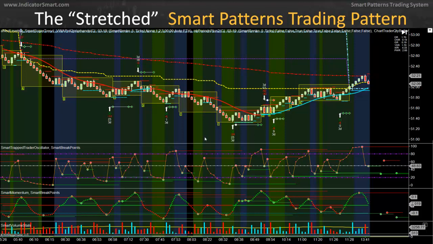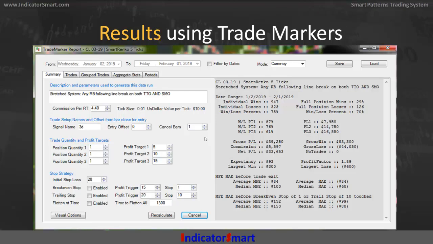And then I'm going to show you some results for this over about a month of time and a large number of trades. This is the report from trade markers, the stretch system. Simply any reversal bar following line break on both the trap trader oscillator and the smart momentum.